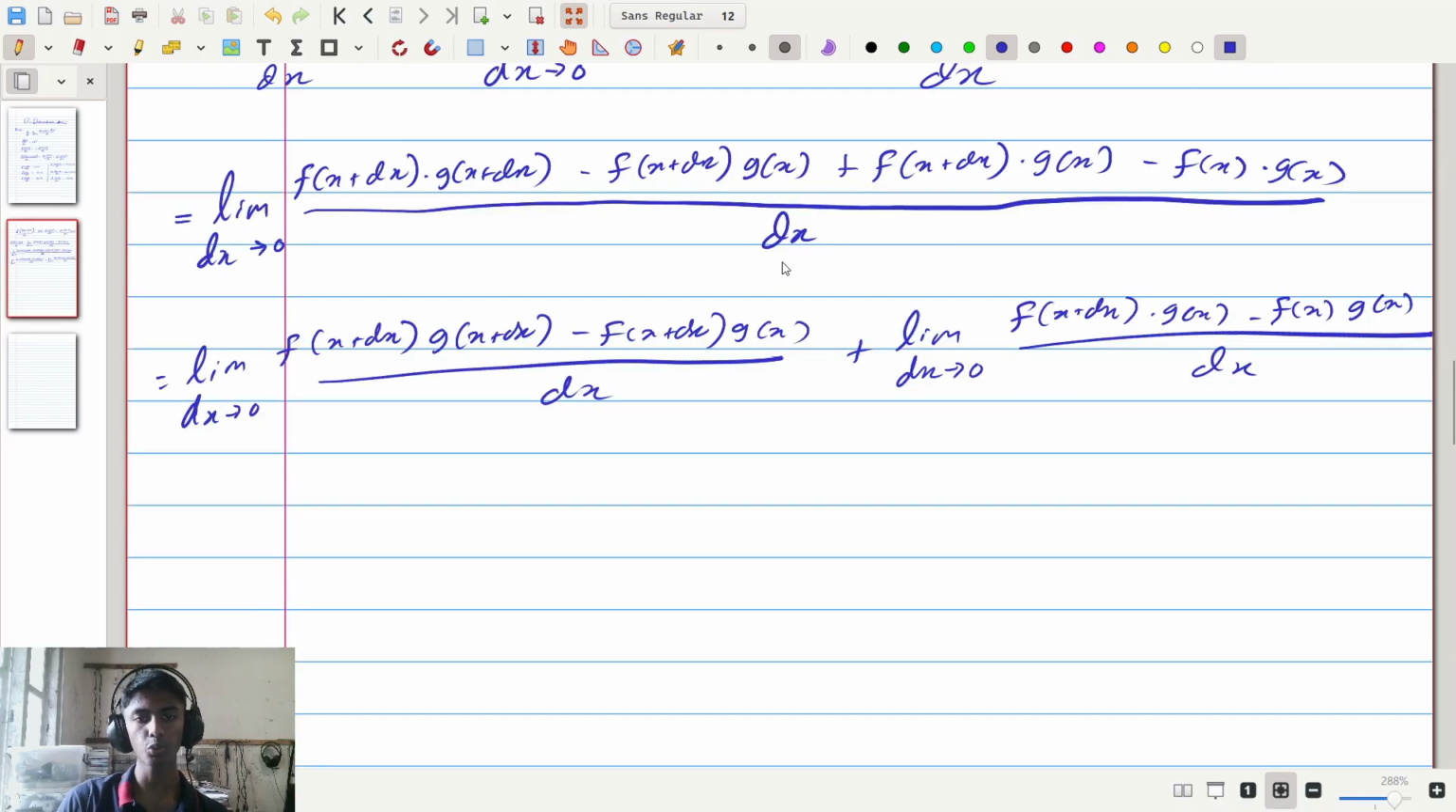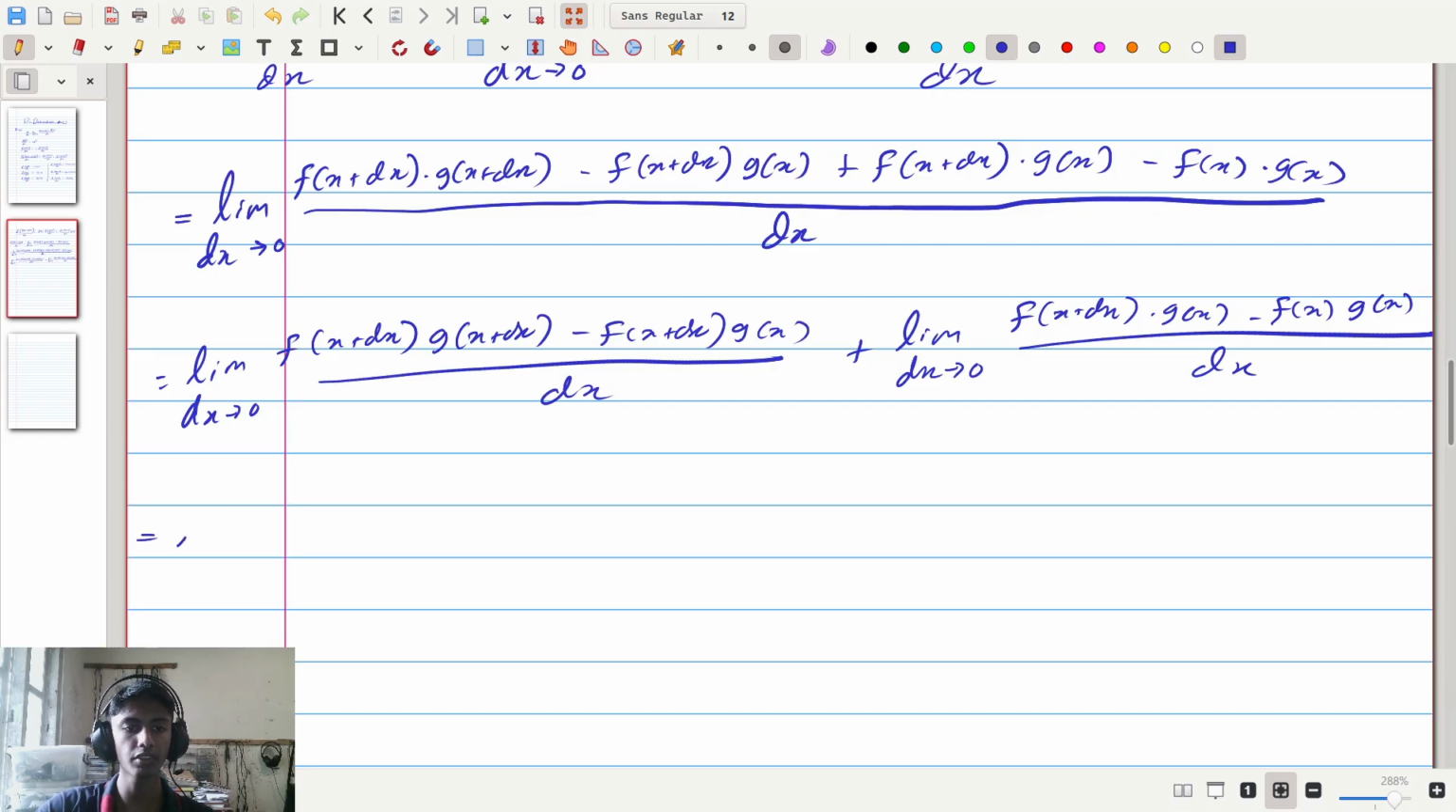Now here what I'm going to do next is, on the left side I'm going to factor out this f of x plus dx that both of these terms have, and then I'm going to break this limit into two pieces. Similarly over here, I'm going to take this g of x factor out, and then I'm going to break the limit into two pieces. We're going to do that in two steps. First we're going to factor out, then we're going to break the limit into two pieces.